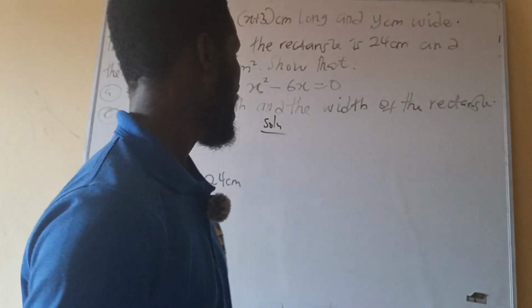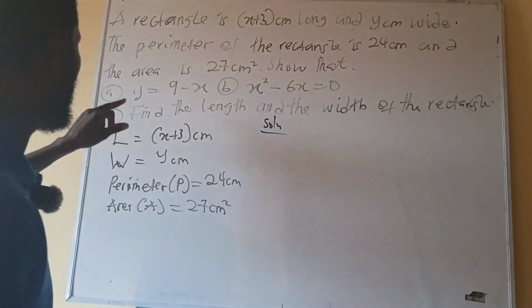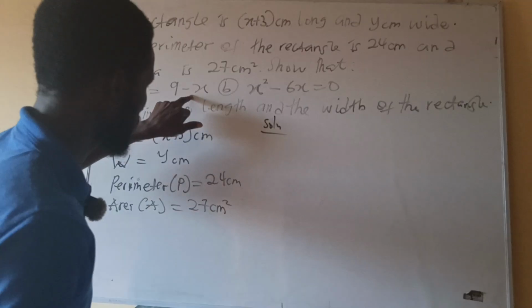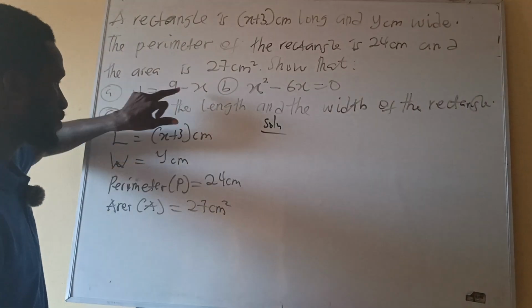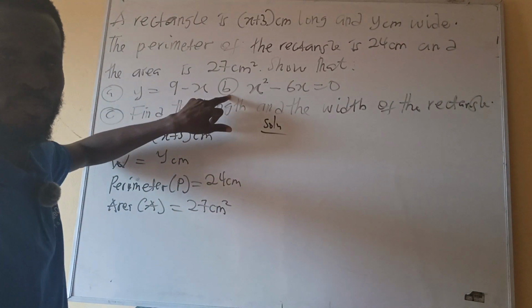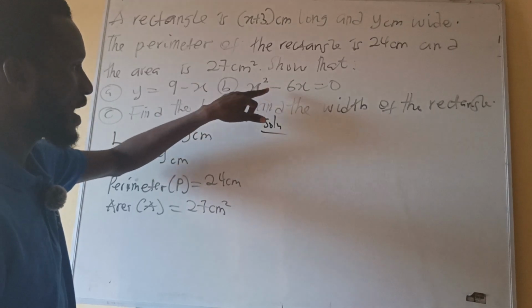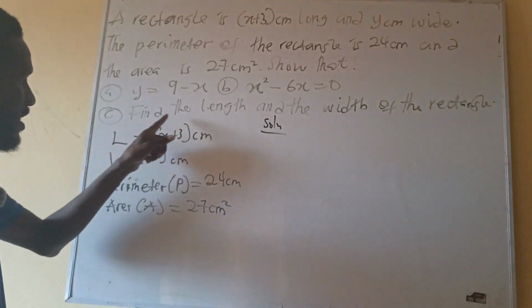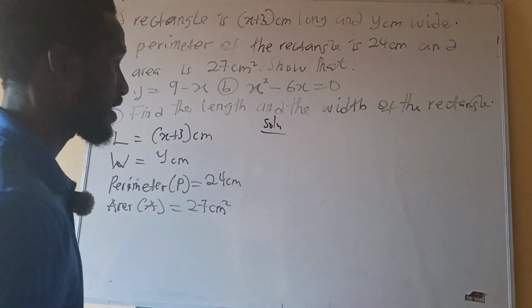Now the question says that one, show that y is equal to 9 minus x. Y is equal to 9 minus x. And then B, we have to show that x squared minus 6x is equal to 0. And then C, we have to find the length and the width of the rectangle.